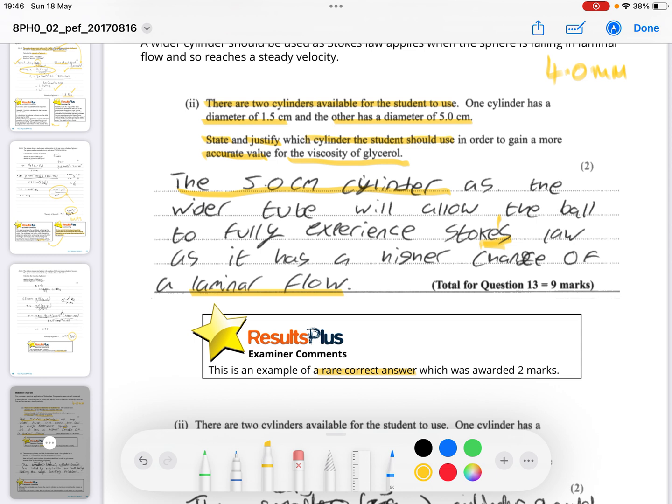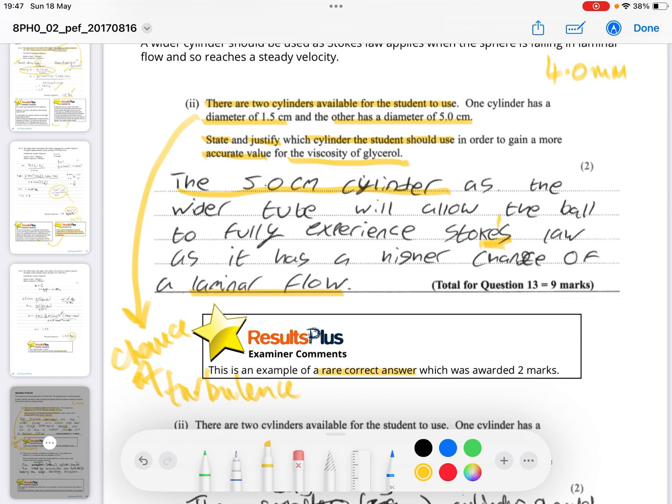Yeah, so if the tube that it is falling through is narrower, that increases the chances of turbulence. That's how I would say. Yeah, so there's a chance of turbulence, and for Stokes' law to apply, you want it to be laminar flow.